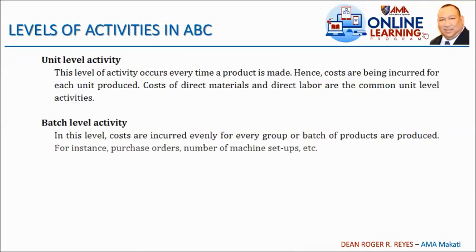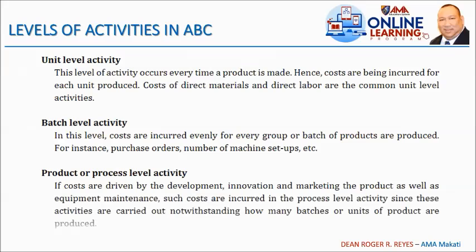So when we say unit level activity, this level of activity occurs every time a product is made. Hence, costs are incurred for each unit produced. So costs of direct materials and direct labor are the common unit level activities. Batch level. In this level, costs are incurred evenly for every group or batch of products that are produced. For instance, purchase orders, number of machine setups, etc.